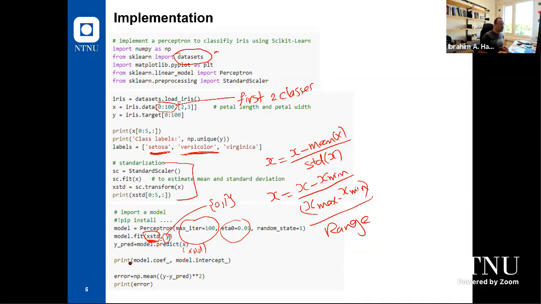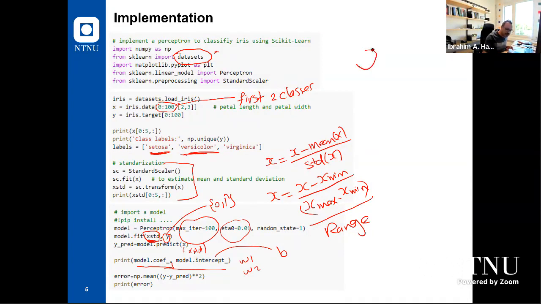And if you want to plot, use the model's coefficients and the model's intercept. The coefficients are a vector of 2 elements, because we have 2 inputs, so it will be omega 1 and omega 2. And the intercept is the y-intercept, which is b. So now, using omega 1 and omega 2, we can plot the decision line.